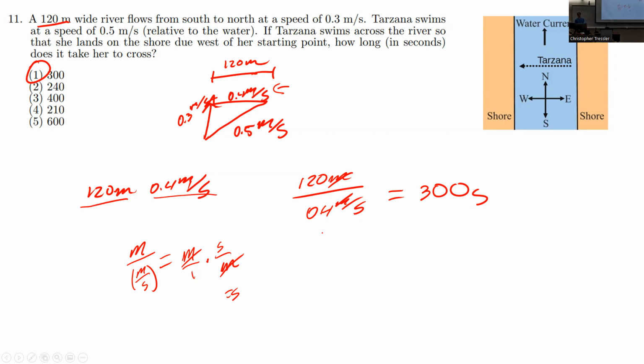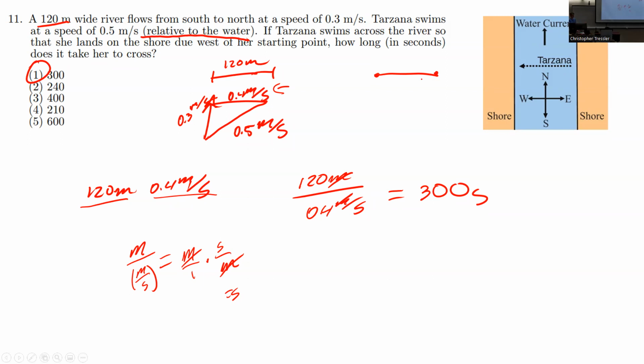Yeah, you would just use Pythag, yeah. So basically, once again, this is the worst wording I've ever seen, to be honest, but I know this is going to show up, so that's why I'm going over it with you guys. When it says 0.5 relative to the water, what it is saying is the way she's moving is just from here to here.